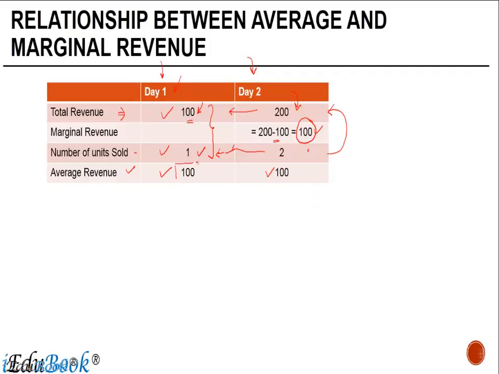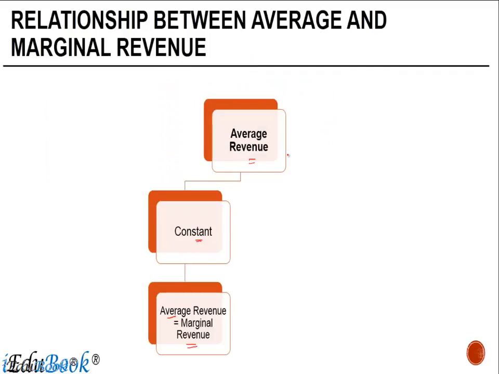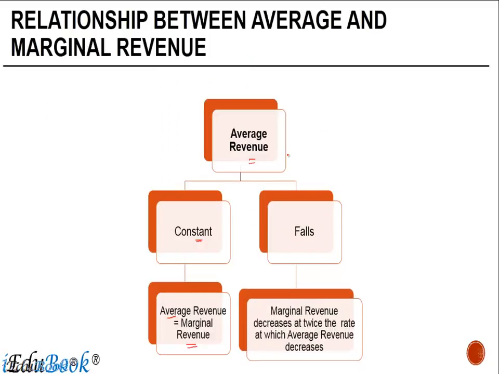Now if you notice, in this case the average revenue has remained constant. Why? Because it was 100 on day 1, it is 100 on day 2. And what did I say? I said that if average revenue remains constant, that means average revenue is equal to the marginal revenue, right? And that is what is holding here as well. That's true, right? But what if the average revenue falls?